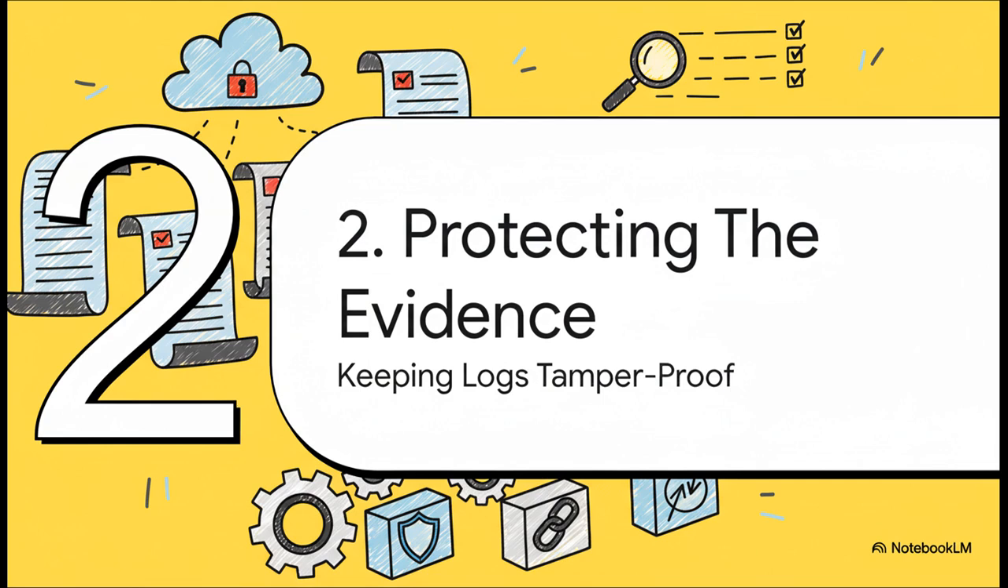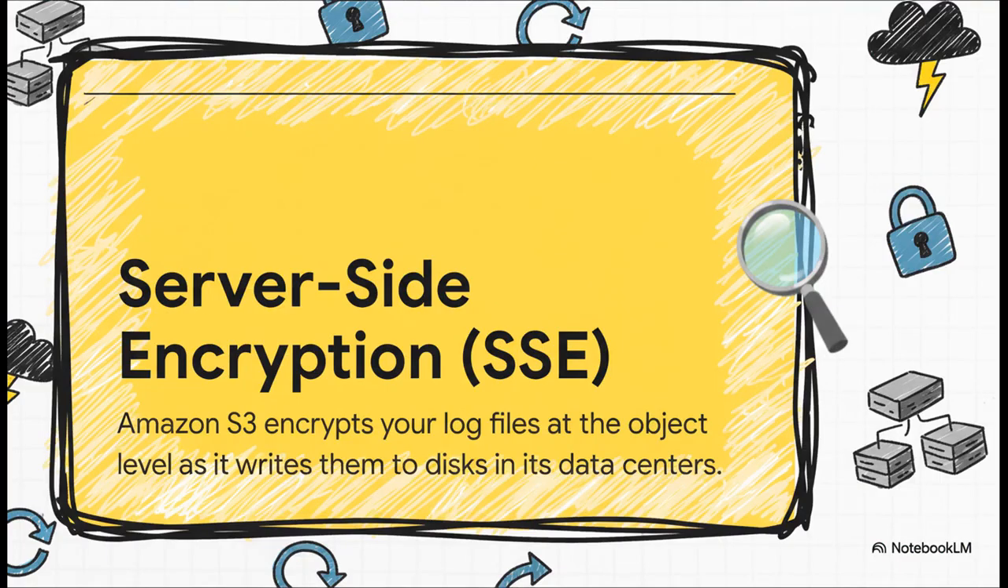What good are those logs if a bad actor or even just an accident can alter them or delete them entirely? They become worthless. Now, the good news is that AWS gives you a huge head start. By default, CloudTrail stores all its logs in an S3 bucket, and those logs are automatically encrypted when they're not being used. That's called server-side encryption, or SSE. It basically just means the raw data on the disk is scrambled and completely unreadable without the right keys.